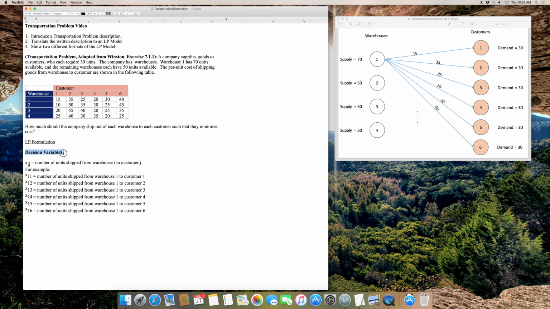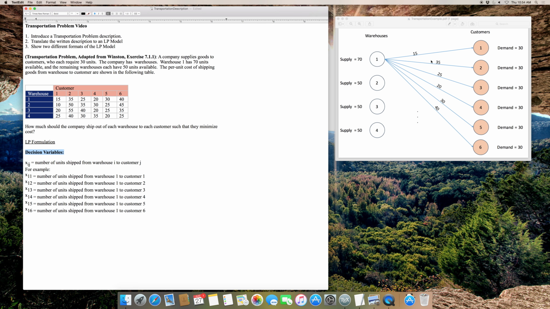We need to determine our decision variables, and according to this last sentence, we need to determine how much the company should ship out of each warehouse and to each customer. So I'm going to define here decision variable xij to be the number of units shipped from warehouse i to customer j. And so I write this out, for example, if you are struggling with notation here, I have x11 is the number of units shipped from warehouse 1 to customer 1.